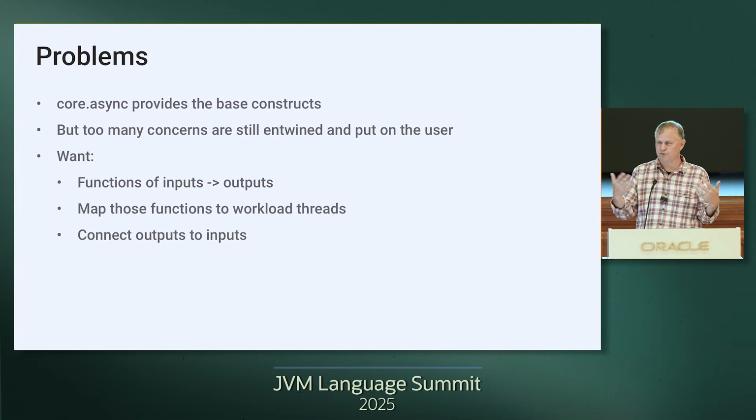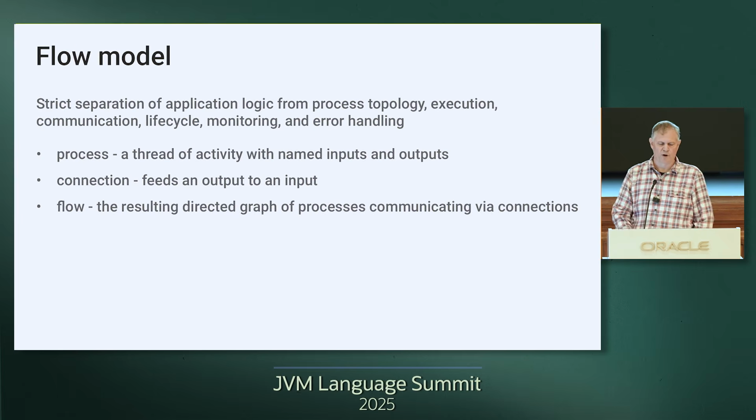So we have these new concepts of workloads for that. And then we want to wire them together with channels, but we don't want to do all that manually. We want to have a little bit more of that done for us. So the Flow model is a strict separation of application logic, those little transform functions, from process topology: how you execute it, how you communicate, the life cycle, starting and stopping, pausing and resuming, how you monitor this and see what's happening inside the flow, how you handle errors and report errors, all that kind of stuff.